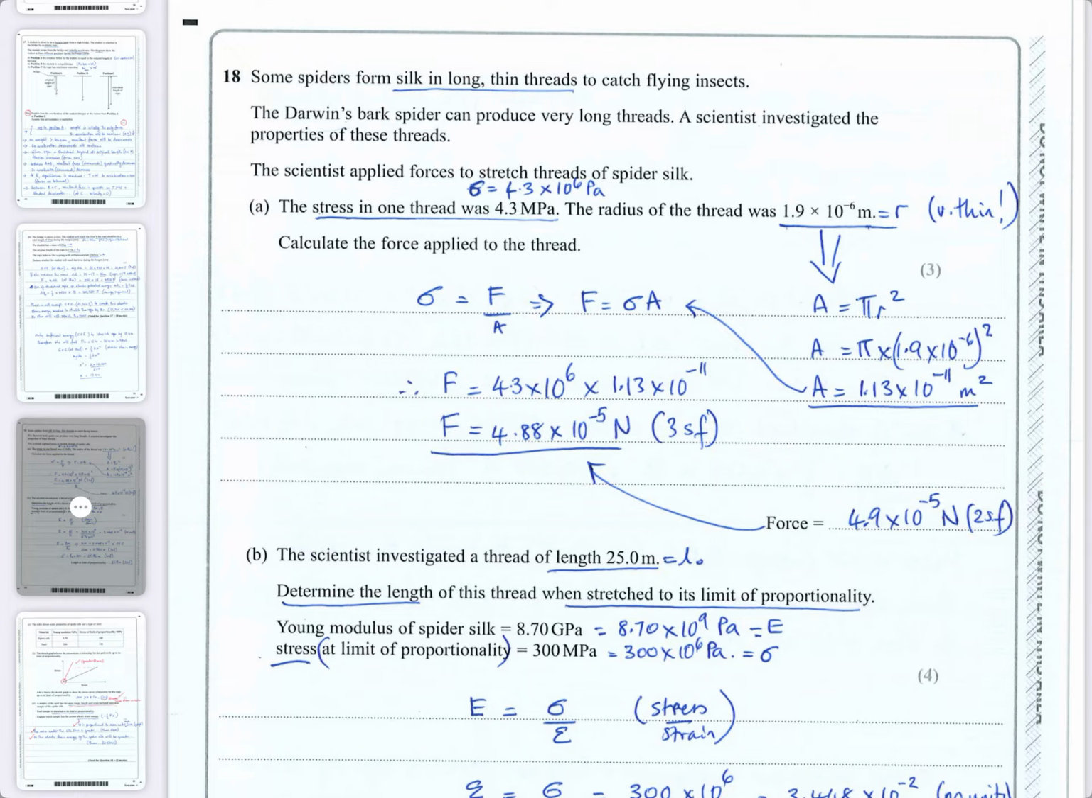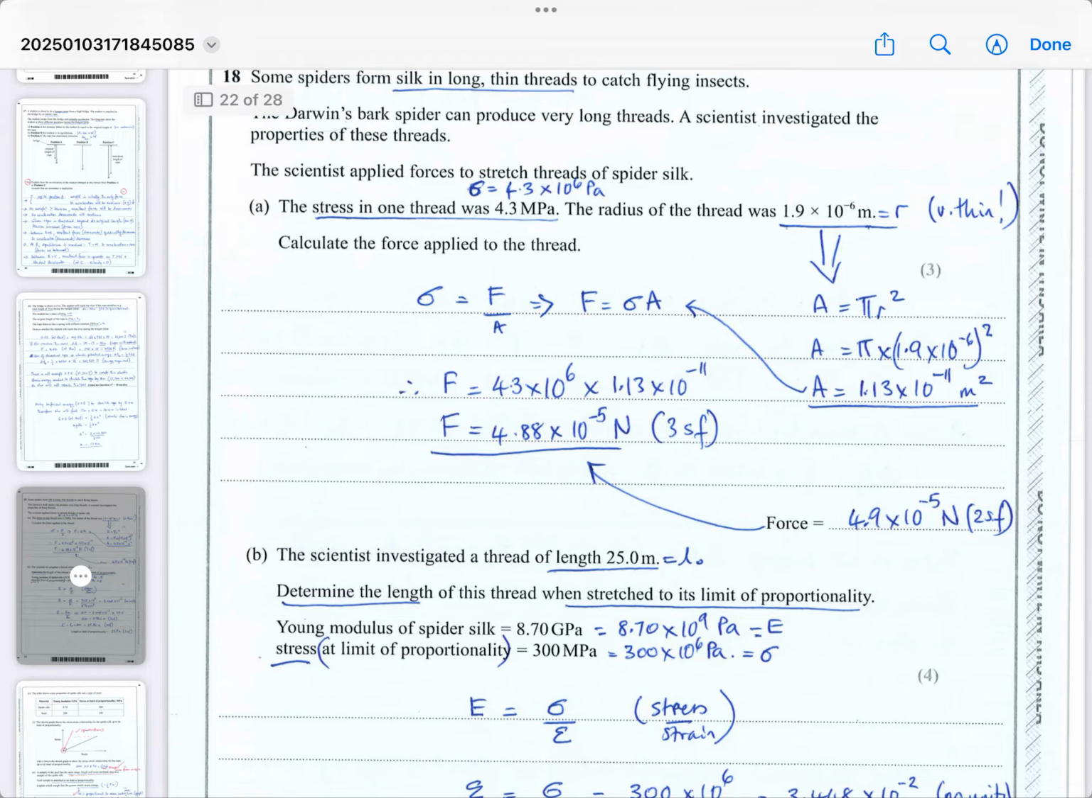Here's question 18, and it's also on materials. It says, some spiders form silk in long, thin threads to catch flying insects. A specific type of spider called the Darwin's bark spider can produce very long threads. A scientist investigated the properties of these threads. Okay, so that's the scenario.